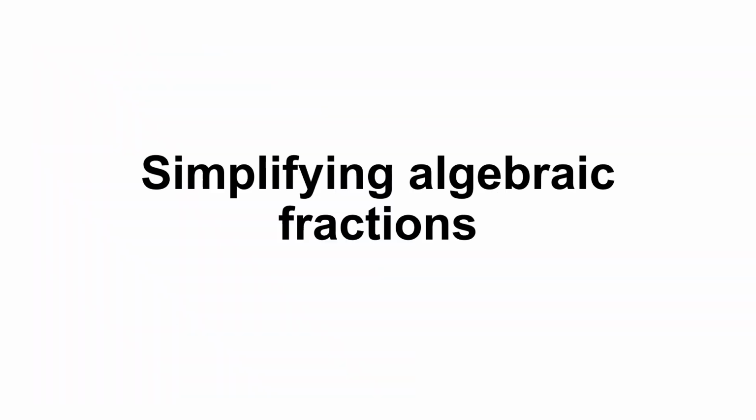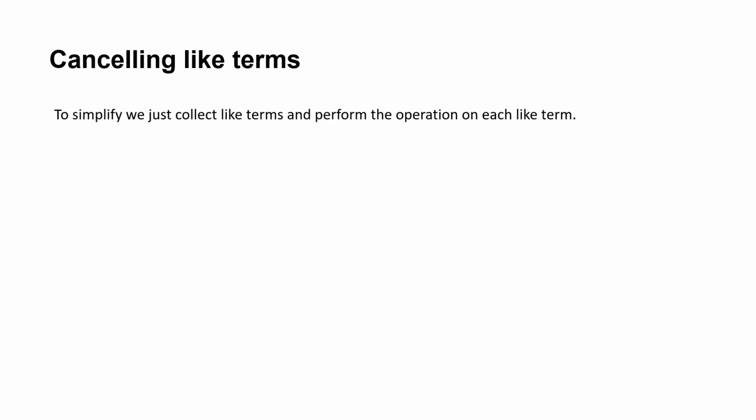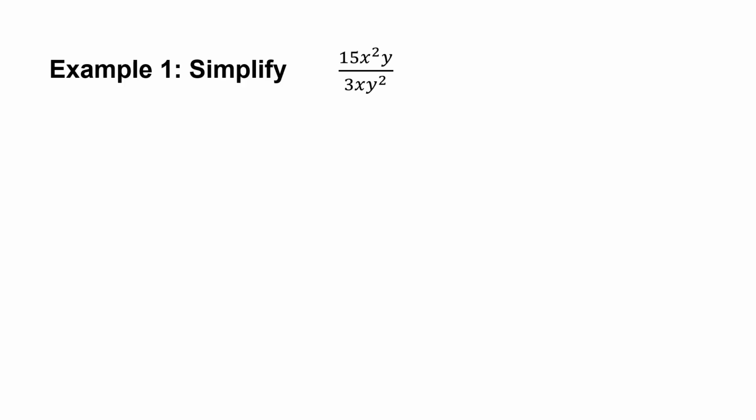So the first thing we're going to look at is how to simplify algebraic fractions. So this is going to be looking at cancelling like terms. To do this, we're just going to collect the like terms and then perform a separate operation on each of the individual terms. The best way to do this is to look at an example. So here we're being asked to simplify 15x squared y over 3xy squared.